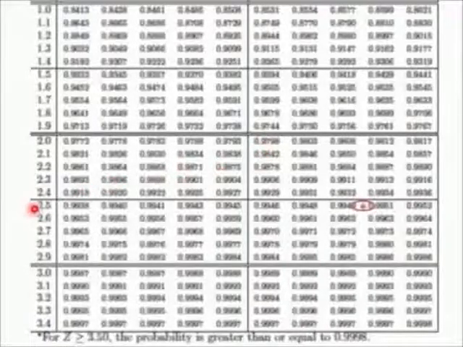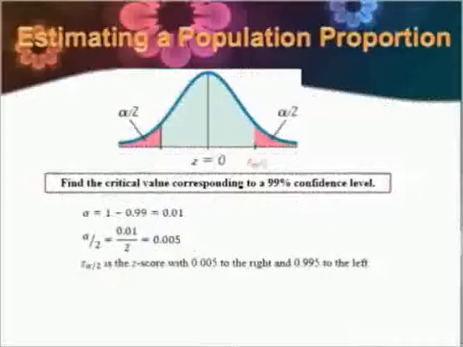I can see we're in the 2.5 row. We're in the 0, 1, 2, 3, 4, 5, 6, 7, and we're between 7 and 8. So we take the z-score to be 2.575, which would be in the middle of 2.57 and 2.58. So we found the critical value corresponding to a 99% confidence level is 2.575.